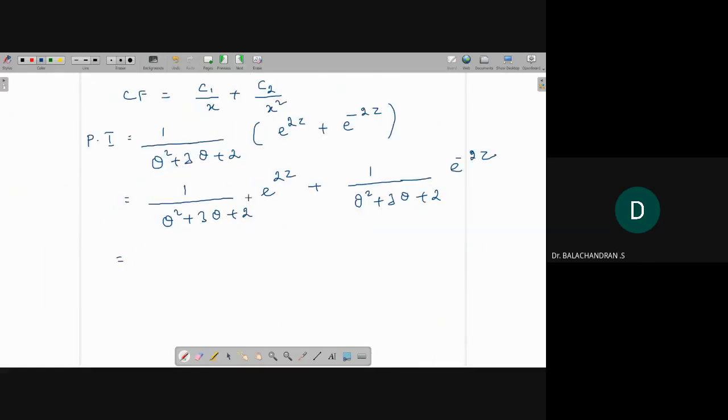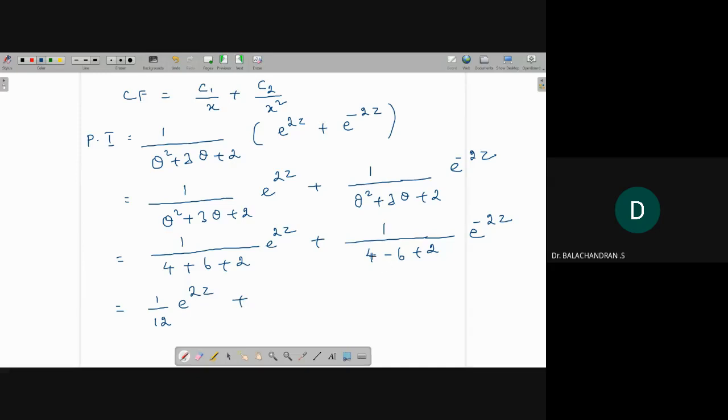Now, this is equal to, so here you should replace theta by 2. So theta by 2: 2 squared is 4, plus 6, plus 2, into e power 2z, plus here, again theta by minus 2, so 4 minus 6 plus 2, into e power minus 2z. So this is equal to 1 by 12, e power 2z, plus this is actually 6 minus 6, 0. So I will write 1 by 0 into e power minus 2z.